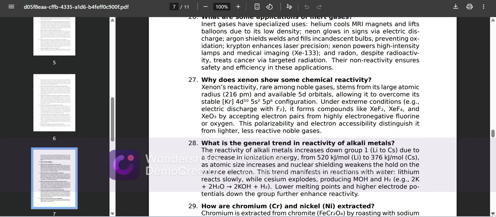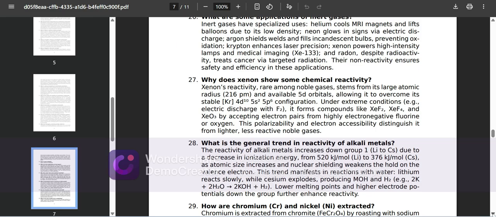Why does xenon show some chemical reactivity? Xenon's reactivity, rare among noble gases, stems from its large atomic radius of 216 pm and available 5d orbitals, allowing it to overcome its stable krypton 4d10 5s2 5p6 configuration under extreme conditions. Example: electric discharge with F2.